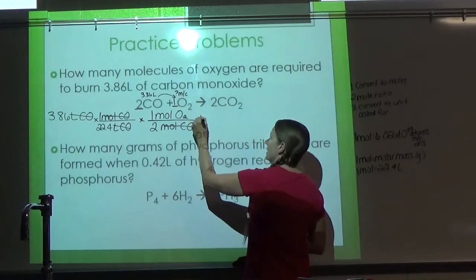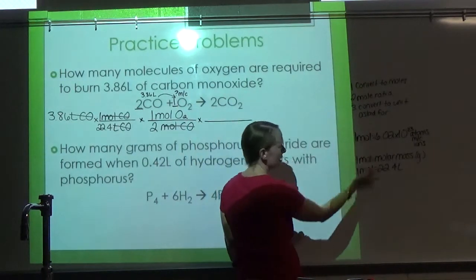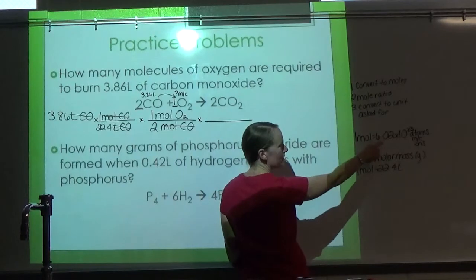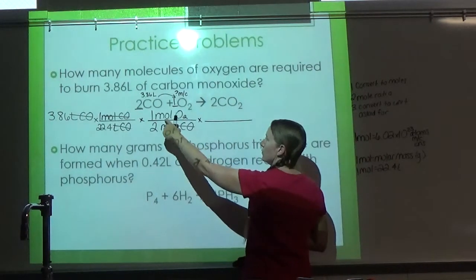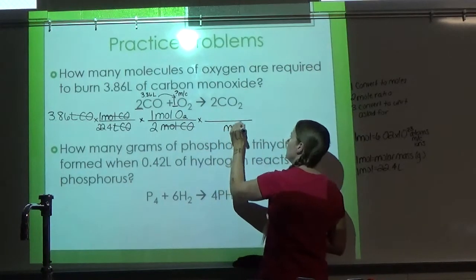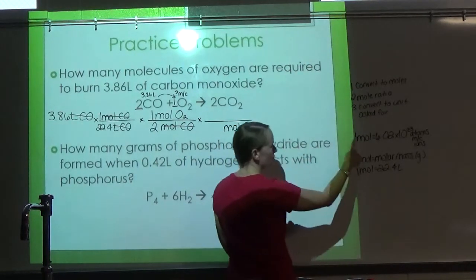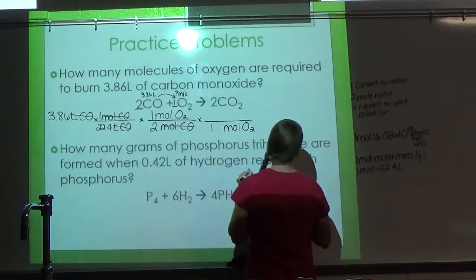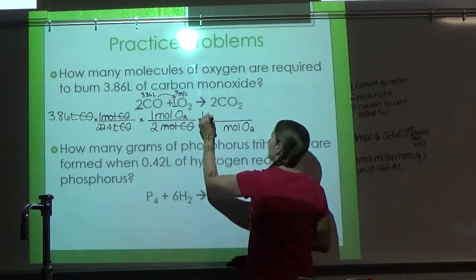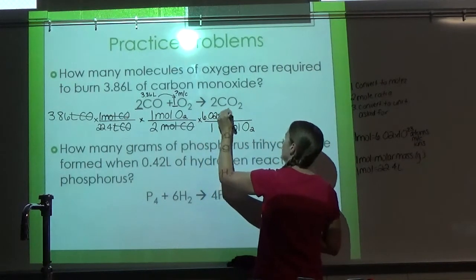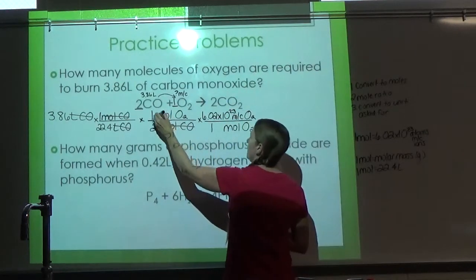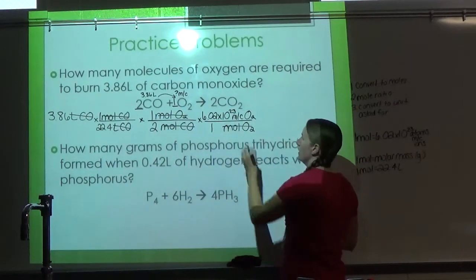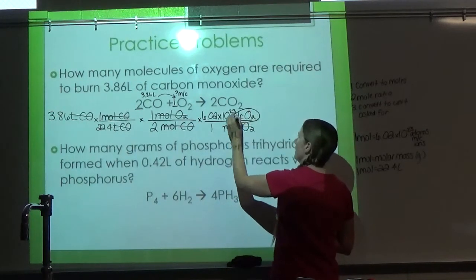Well, it asks for molecules. So I go over here and I say, well, which one would I use for molecules? I'm going to use Avogadro's number. I look at my golden rule. Moles of O2 must go on bottom. It is 1 mole. And that equals 6.02 times 10 to the 23 molecules. So my moles of oxygen cancel. I'm left with molecules of oxygen.